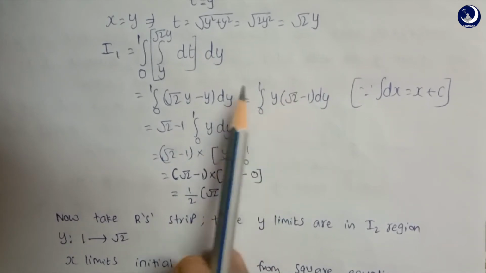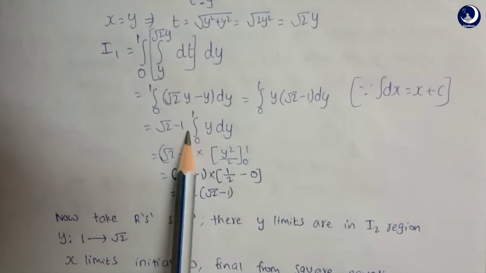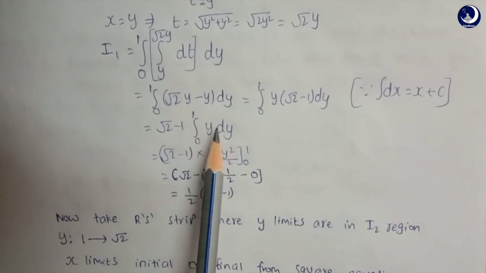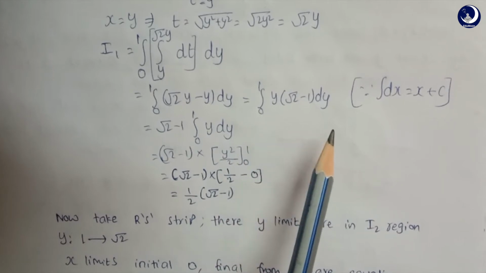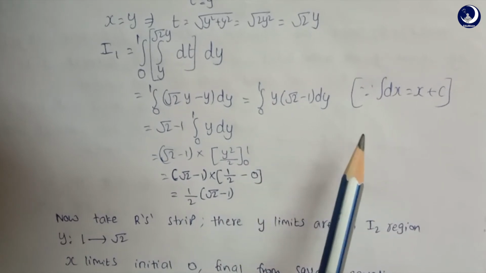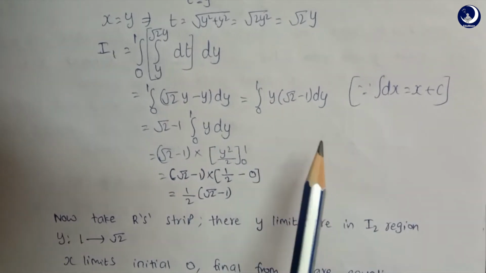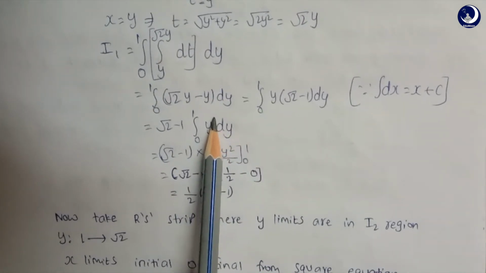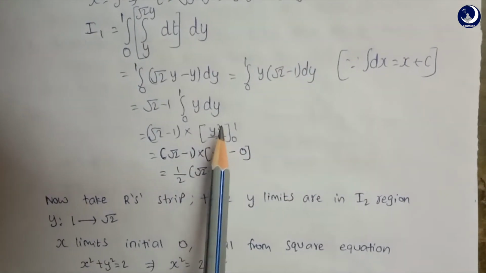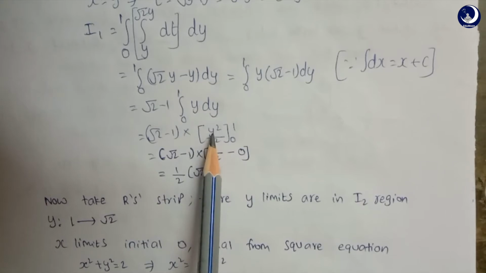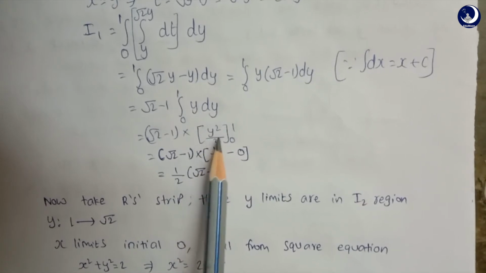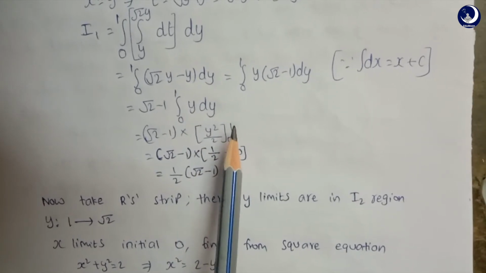Now we put the constant outside: root 2 minus 1 into integral 0 to 1 of y dy. We already know integral x power n dx equals x power n plus 1 by n plus 1. So in place of n, here we took 1, and we get y power 1 plus 1 by 1 plus 1, which is directly y power 2 by 2. For this, we apply the upper and lower limits.